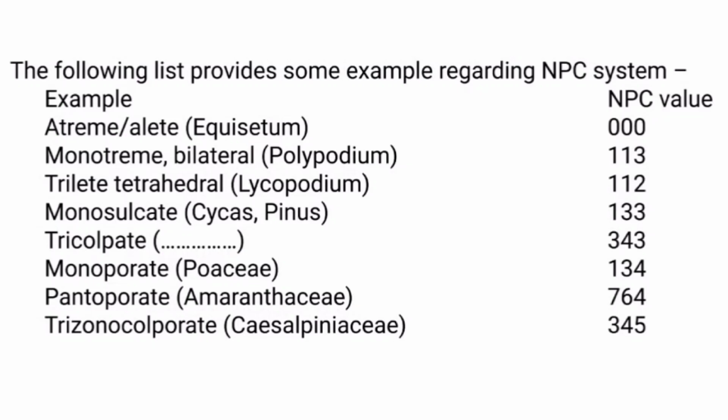The last one, 3, 4, 5: the number is 3, the position is 4 which means zonal, equatorial, and C5 means it is a colporate. So this is the situation which is called tricolporate, trizonocolporate rather. This is found in the Caesalpiniaceae family. So you can see how beautiful this classification is. Only by the 3 numerical values you can reach the actual characteristic of the pollen grain with respect to its aperture. That's the beauty of this NPC system of classification.